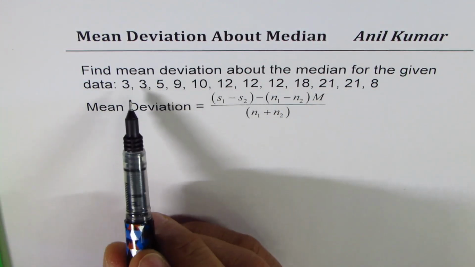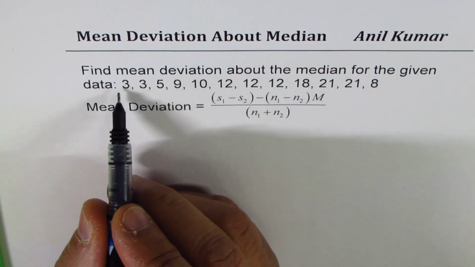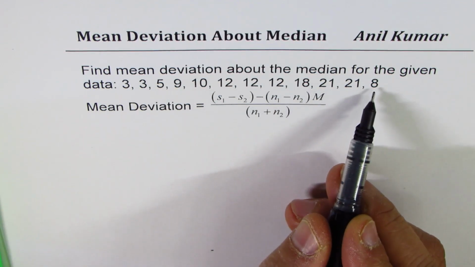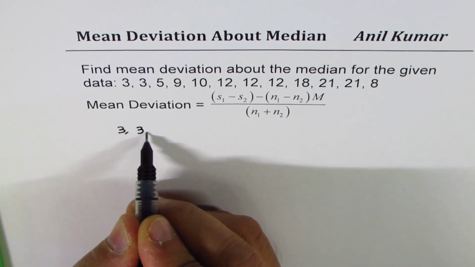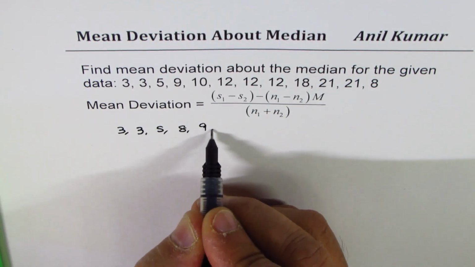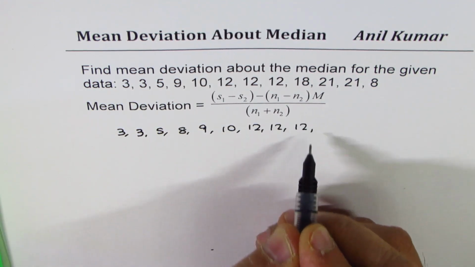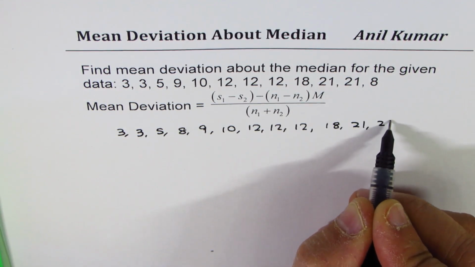So first step is to arrange the data in increasing order. So the data here is 3, 3. The only number which is not arranged is the number 8, so I'll bring it in between. So the data is 3, 3, 5, 8, 9, 10, 12, 12, 12, 18, 21 and 21, right?